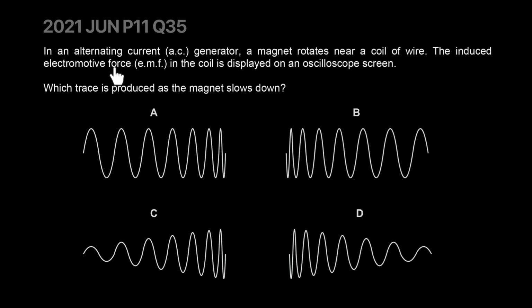In an alternating current generator, a magnet rotates near a coil of wire. The induced electromotive force in the coil is displayed in an oscilloscope. Which trace is produced when the magnet slows down? So what's going to happen is, for 1 complete rotation, a magnet makes 1 complete sine wave, right? So for 1 complete rotation, it's doing that.